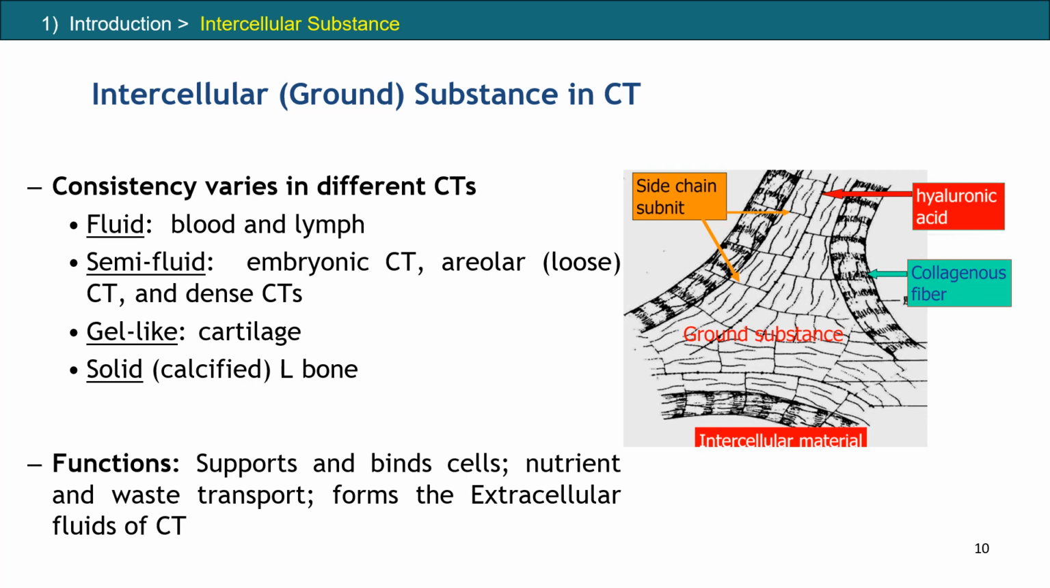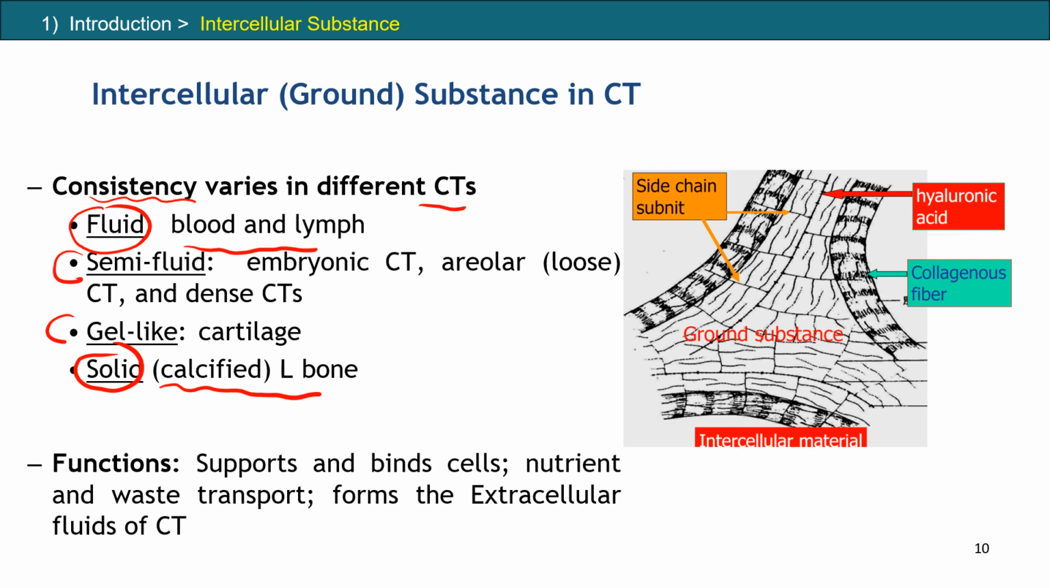I tried to simplify this intercellular ground substance, however, yes, the connective tissues have so many different types. There is a lot of difference in the consistency of the connective tissue. So you can go from fluids to solid. Fluids will be the blood and the lymph, while in solids we have the bones that are calcified. And you can also have semi-fluids or gels. And in addition to that, the intercellular ground substance can also have different functions.